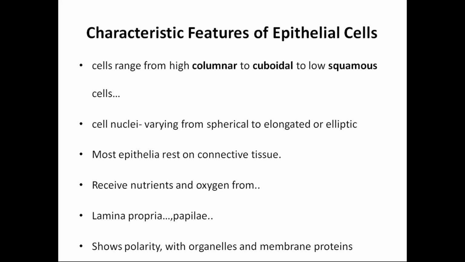Most epithelial cells, as I already showed, rest on the connective tissue, and they receive nutrition and oxygen from connective tissue capillaries. So epithelial tissue is an avascular structure. They have no direct connection. They have no capillaries of their own. So it takes nutrition from the connective tissue capillaries. So they receive nutrition and oxygen from that source.